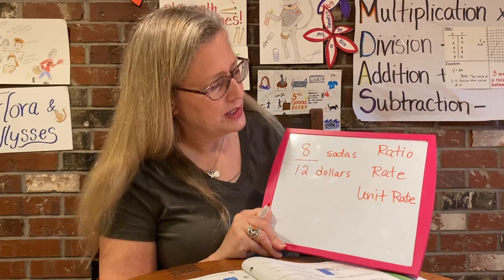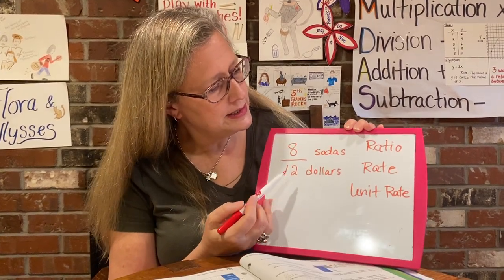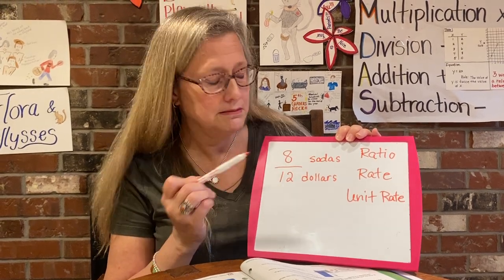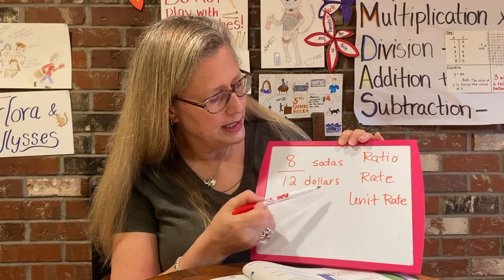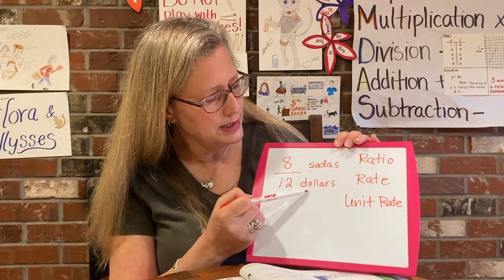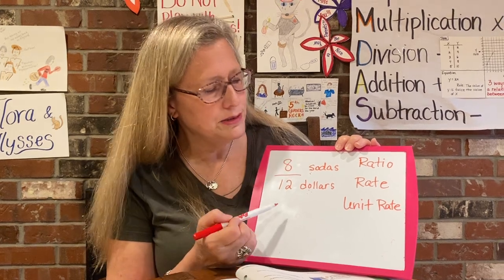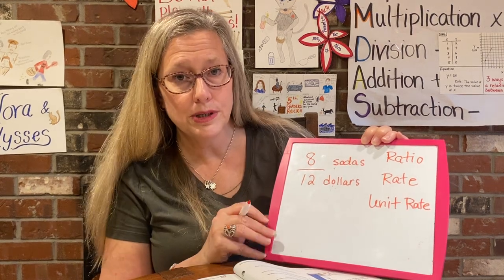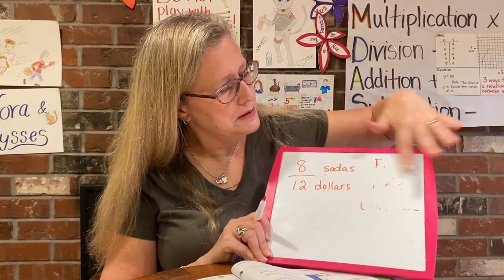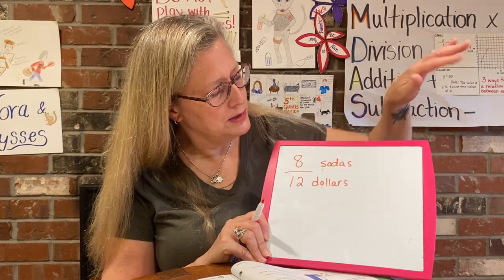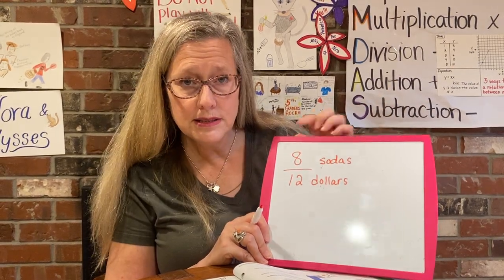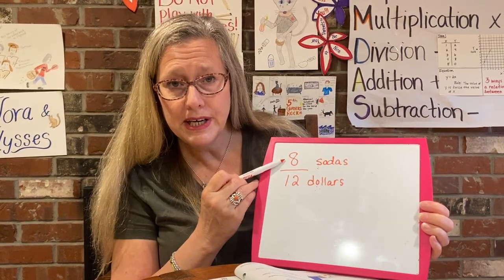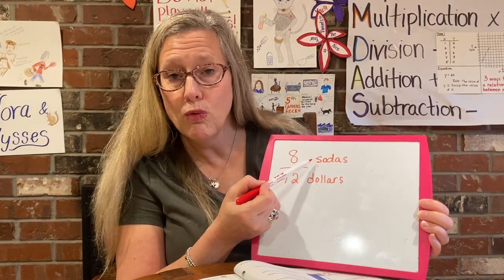You can reverse them. So I have this rate here. You can get 8 sodas for $12. Okay, so this is a rate. It's comparing different units, sodas and dollars. And I want to turn this into a unit rate because I want to know how much 1 soda will cost. Right now I know what 8 sodas will cost, so what I'm going to do is divide both things by 8. If I divide 8 by 8, I'll get 1. So that'll be 1 soda.